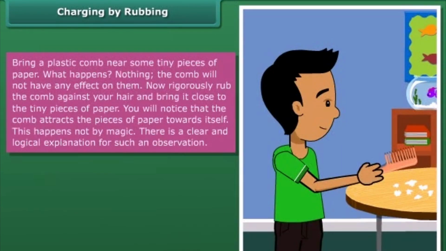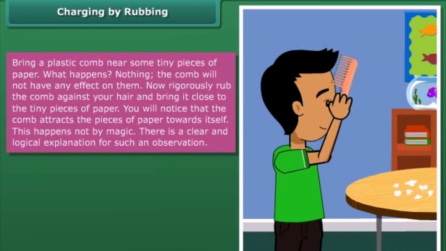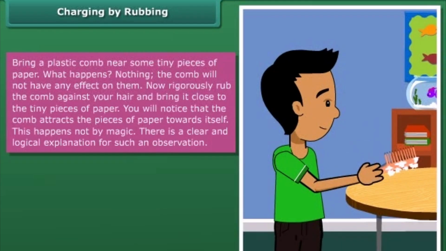Charging by rubbing. Bring a plastic comb near some tiny pieces of paper. What happens? Nothing. The comb will not have any effect on them. Now rigorously rub the comb against your hair and bring it close to the tiny pieces of paper. You will notice that the comb attracts the pieces of paper towards itself. This happens not by magic. There is a clear and logical explanation for such an observation.